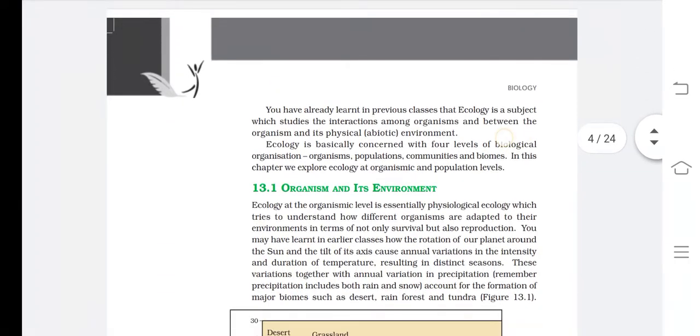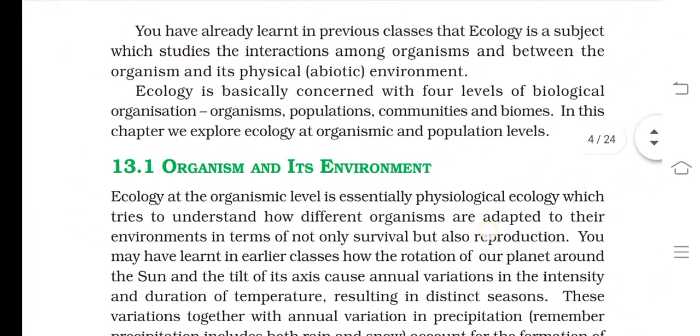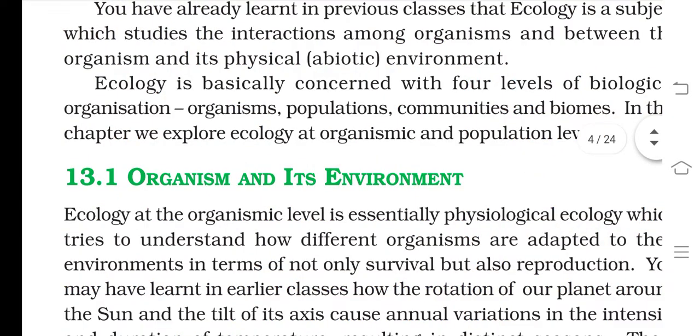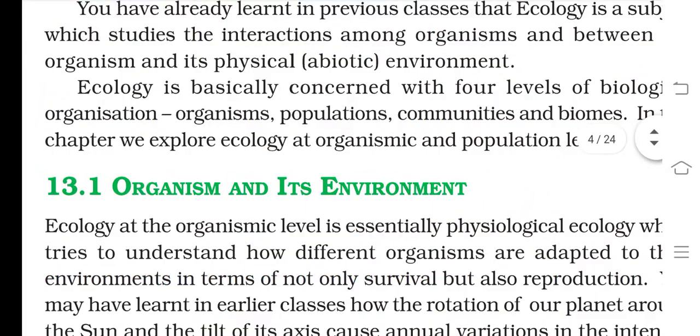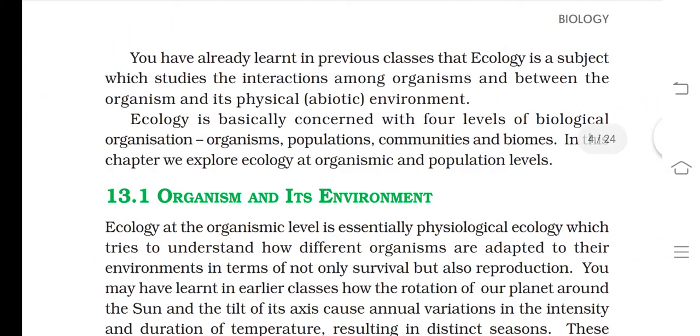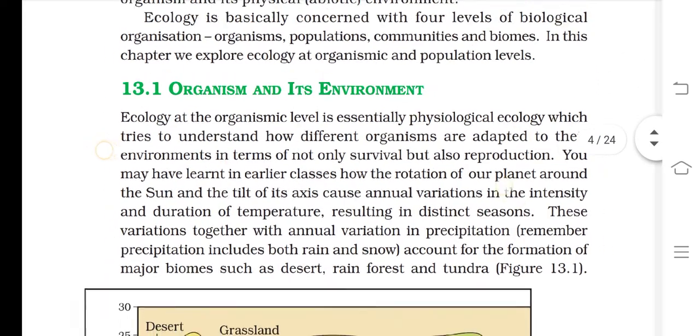A very important thing was the four different biological organization levels connected with ecology. You will remember all four names. First is organism, second is population, third is communities, and fourth is biomes. In this chapter we are going to explore ecology at only two levels: first is the level of organism and second is the level of population.